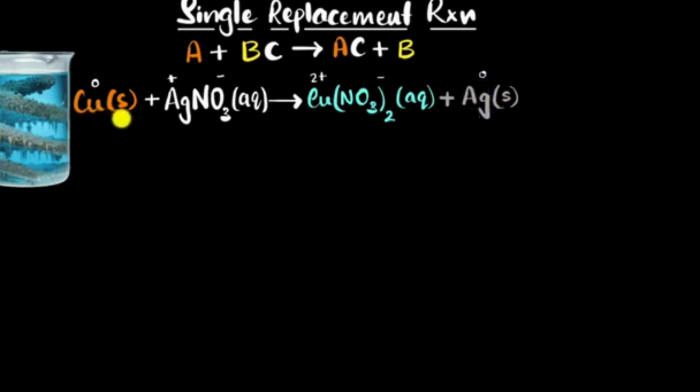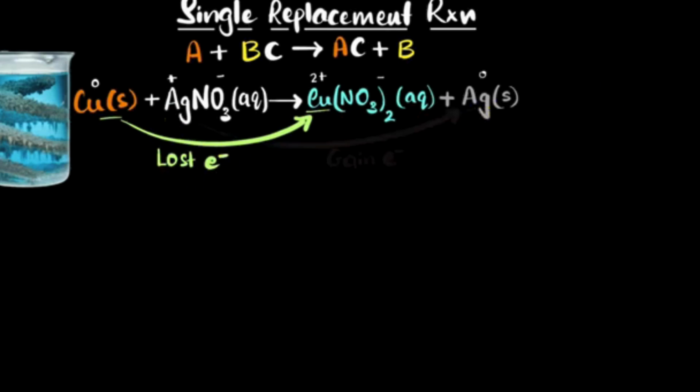So now think about what's happening to copper. Copper went from being neutral to positive. How could that be? Well, that's because it must have lost electrons. So from this we could say, ooh, copper has lost electrons. And what has happened to the silver? It went from being positive to neutral. How can that be? Ooh, silver must have gained these electrons from copper. So silver must have gained electrons.